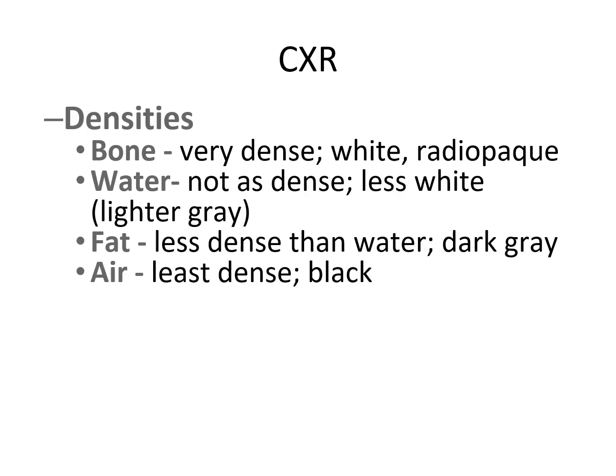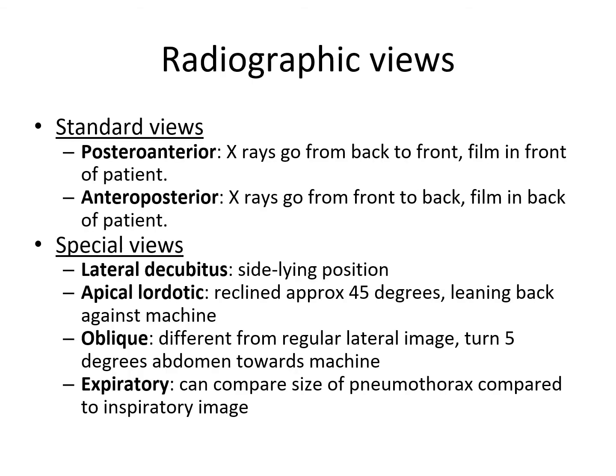And there's different densities in our body, not just the bone. Bone being the most dense, so it will be the most white or radio-opaque. Then water is not as dense. It's less white, or fluid, basically, like a pulmonary effusion. It's kind of a lighter gray. Fat is even less dense than the water, so that's kind of a darker gray, and then air again being your least dense, and that would appear black on the X-ray. So there's different views.